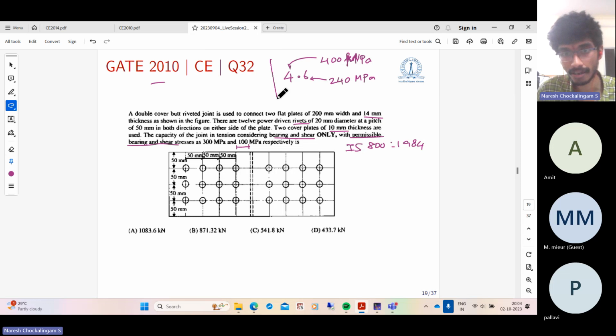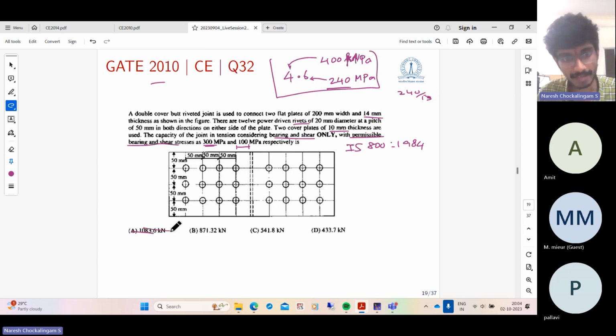So this is a 4.6 grade bolt. But if you see the stresses, the permissible stresses are well below that. The permissible stresses are well below the yield stress also. The yield stress is 240, but the shear yield stress will be something like 240 by root 3, and it is even less than that. It is 100. So this is as per the working stress design, which is not currently in use.